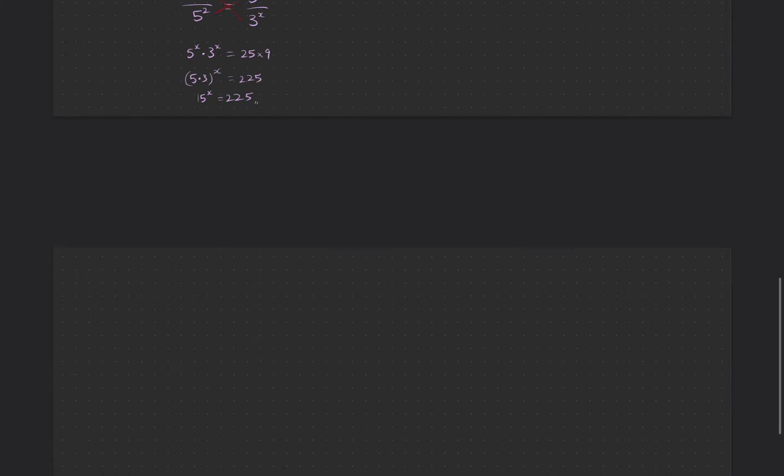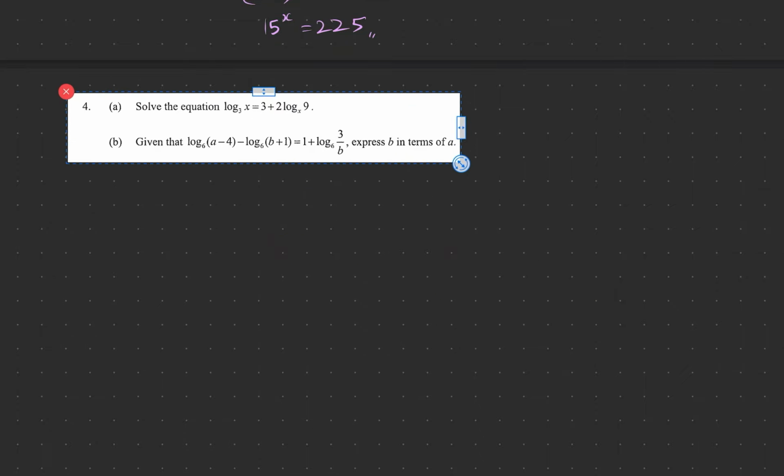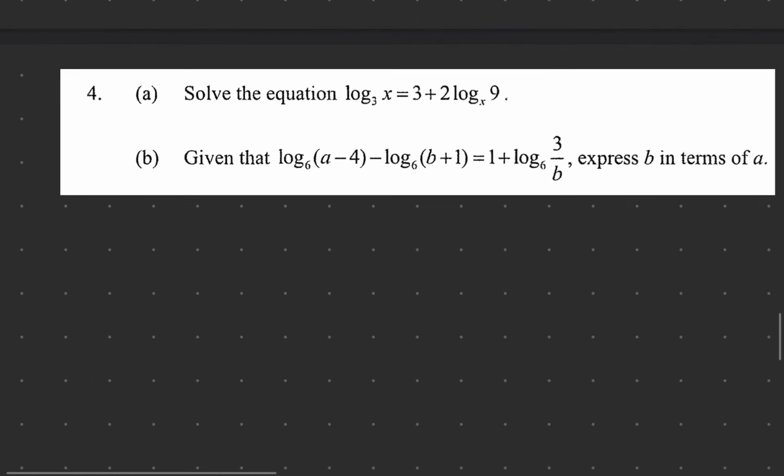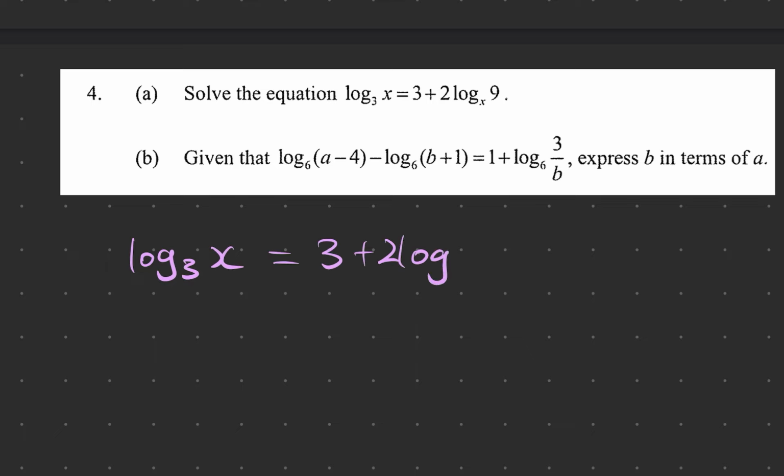Alright, okay, let's move on to the next question, which is this one. Okay, question 4. Alright, part A, solve the equation log base 3 of x equals 3 plus 2 log base x of 9. So I'm going to write this out first. Hopefully I don't miss any numbers. Nearly missed a number there.